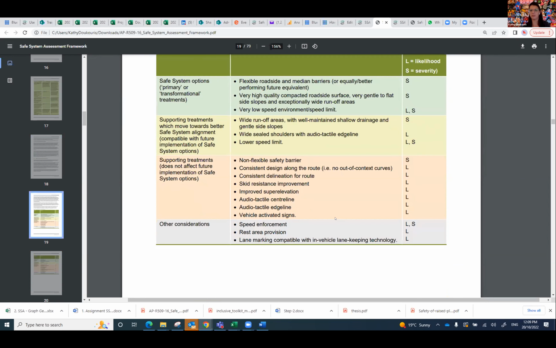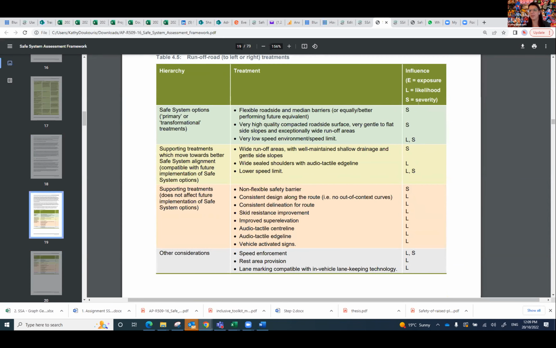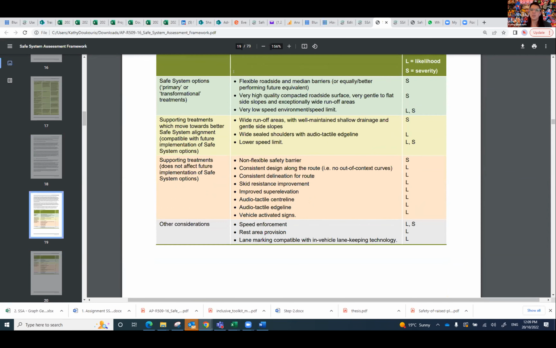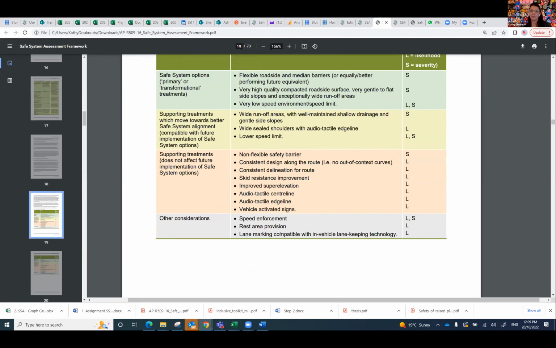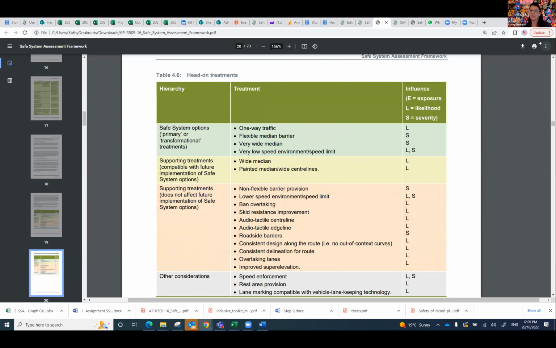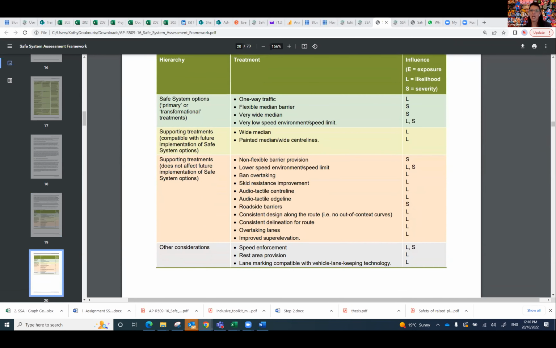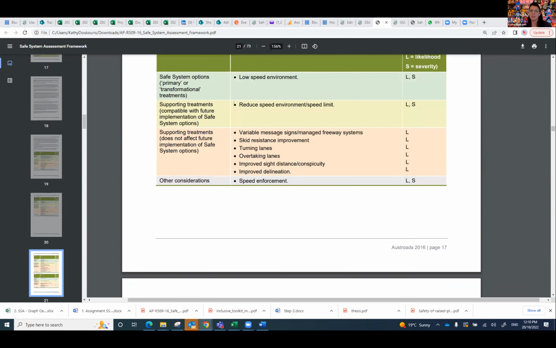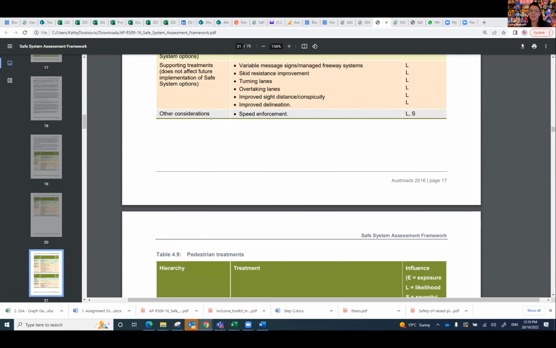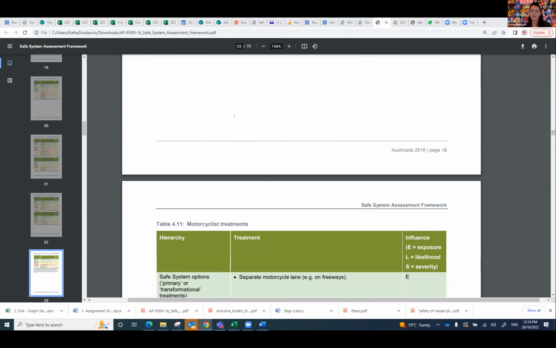Now they liked a little bit of a rainbow scenario here, but the yellow and the orange here, these two are all supporting treatments. And they actually tell you what they influence as well over here, if it's exposure, likelihood, or severity. So there's some thought starters there in terms of what are some things that you can do to help improve alignment. It's not the exhaustive list, but it's definitely something to get you thinking. And there's one of these for each one. So head on, intersection. Is there another? There's another. Amazing. Pedestrian, cyclist, and motorcyclist.